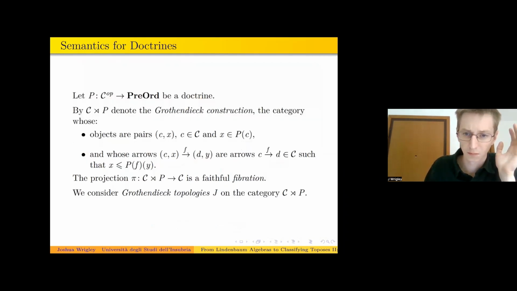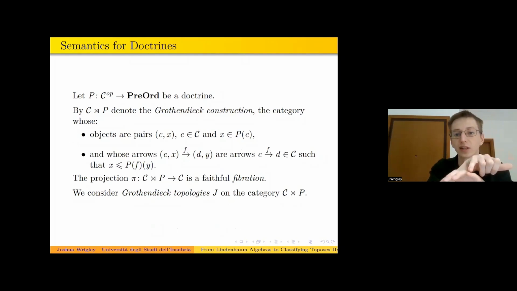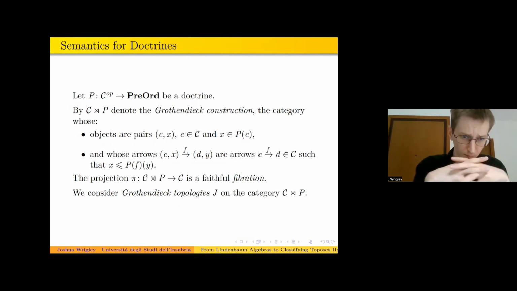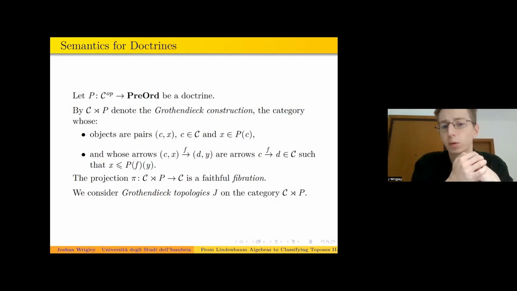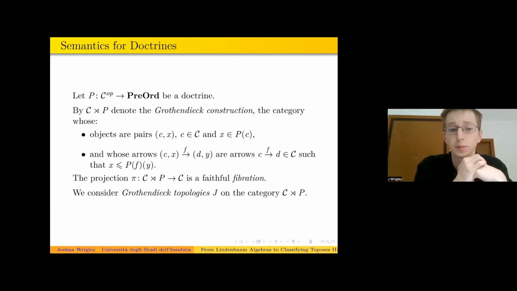On this slide, I just give some notational conveniences. We're given a doctrine, and we have the Grothendieck construction for this functor. Its objects are going to be pairs of something in the base category and something in the fiber over it. Arrows are going to be arrows of the base category such that we've got an arrow from X to the image of Y under the transition map. And of course, once we do that, we're going to get a fibration. Because P takes values in pre-orders, this is actually a faithful fibration.